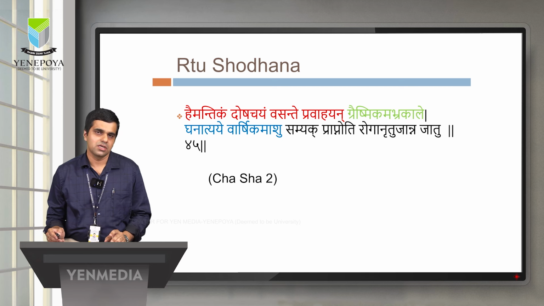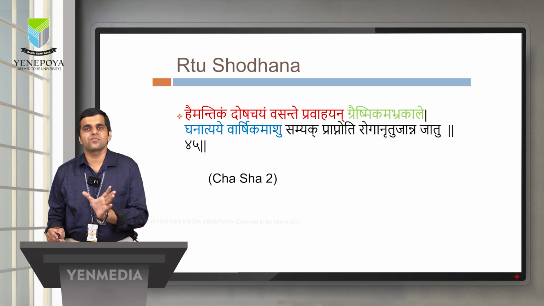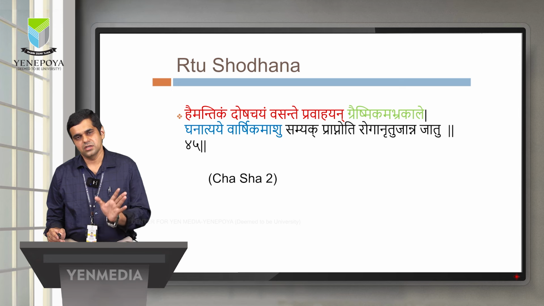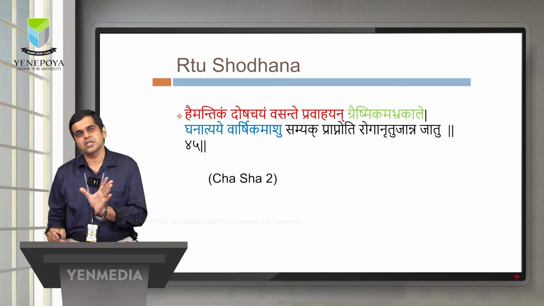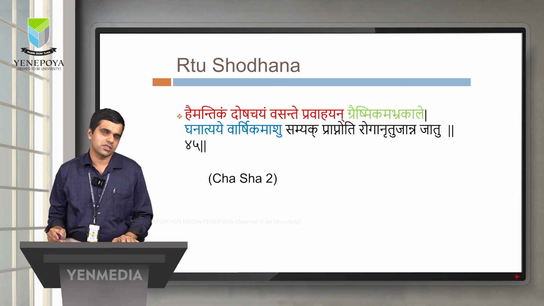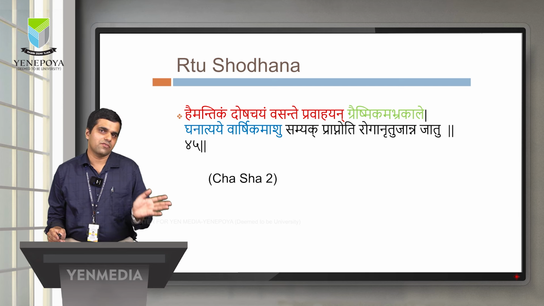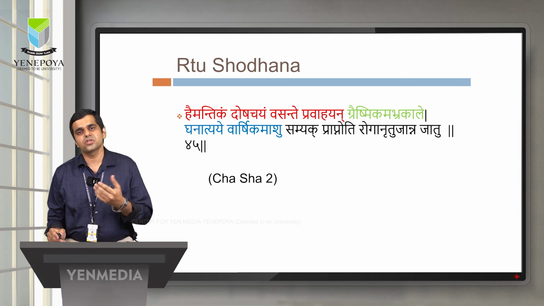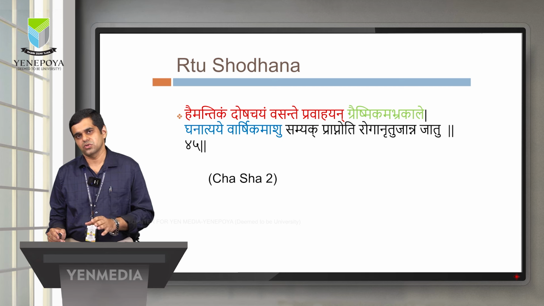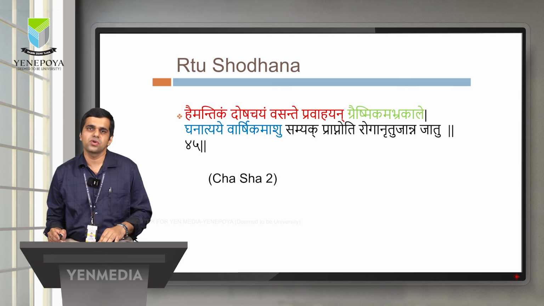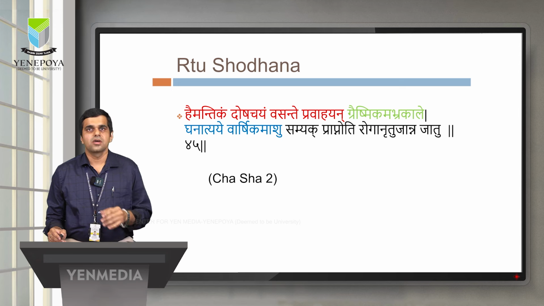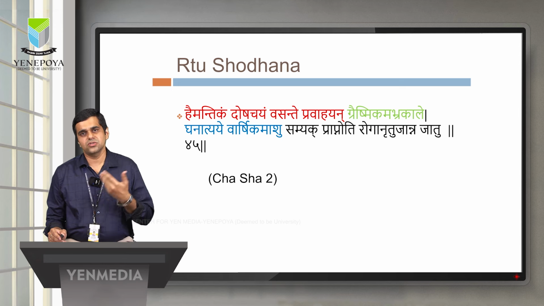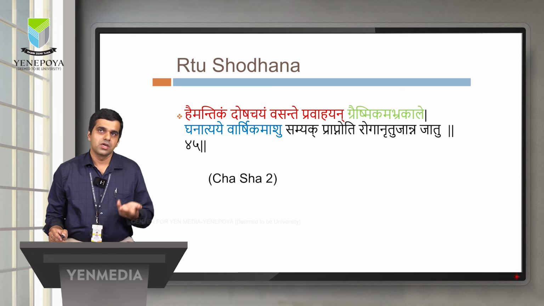Rutu means season. So, Haimantikam Doshachayam Vasante. In Hemanta Rutu, Hemantaha Nichitaha Sleshma Vasante Kafaroga Krat. In Hemanta Rutu, whatever Kapha Sanchaya has happened, you are supposed to remove it in the Vasanta Rutu. How will you remove it? In Vasanta, you are doing Vamana. Then Pravahayan. Vasante Pravahayan means you are removing it by the process of doing Vamana.